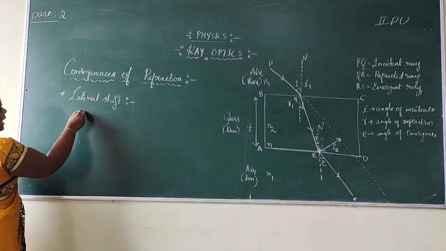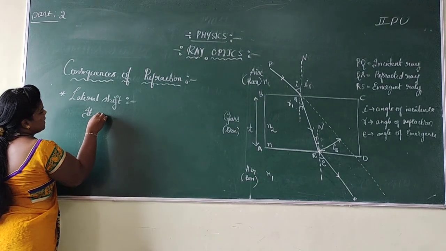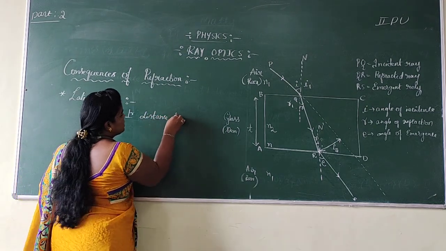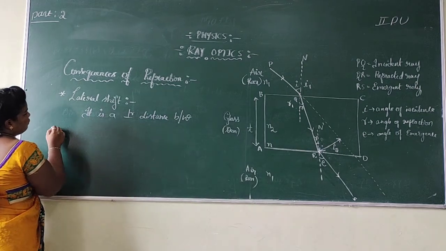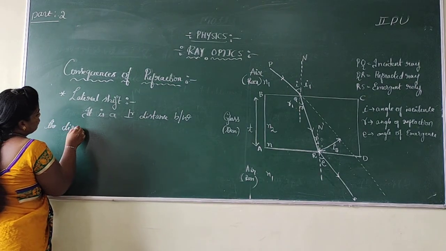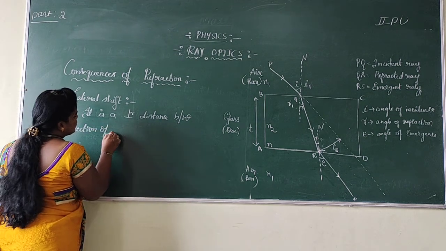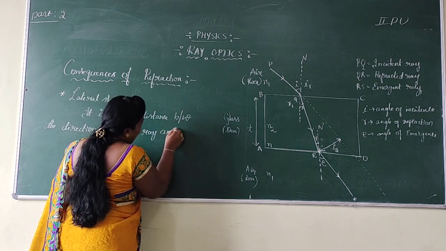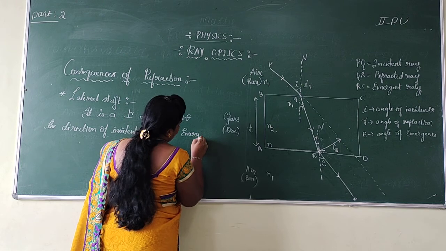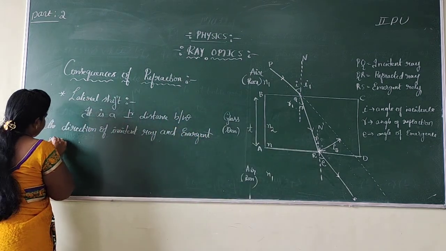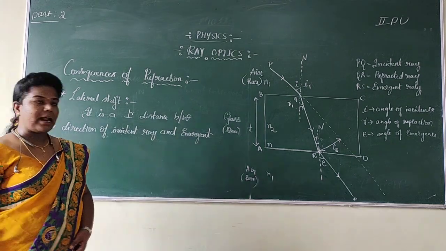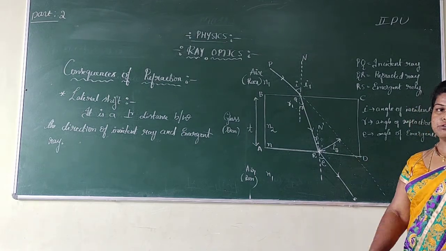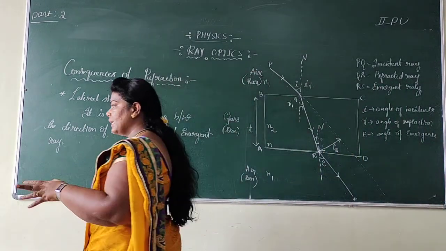I am just writing it. It is a lateral shift. It is a perpendicular distance between the direction of the incident ray and emergent ray. Yes, this is the definition for lateral shift, and this is the diagram for how the lateral shift takes place, how the sideways shifting takes place due to the refraction in case of parallel sided glass slabs.